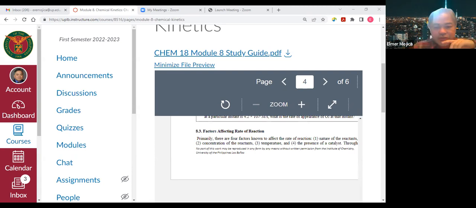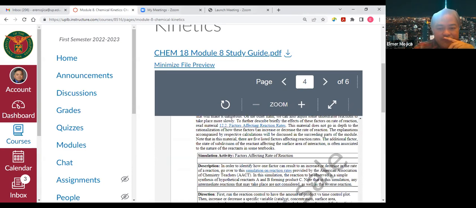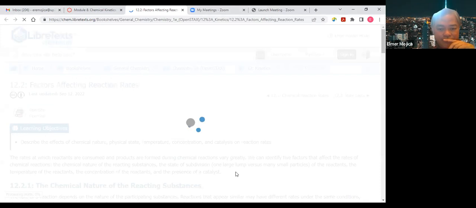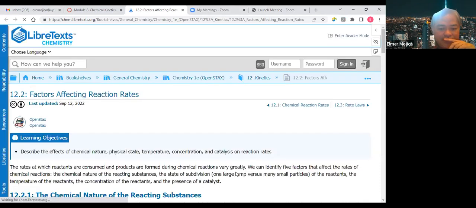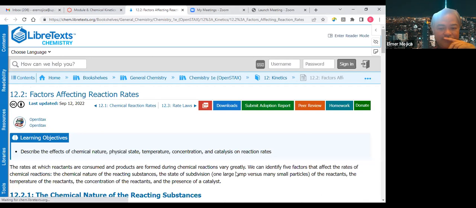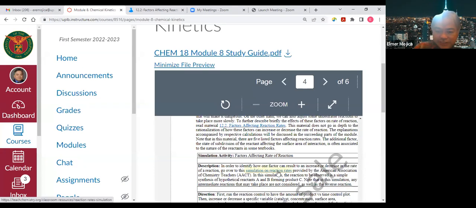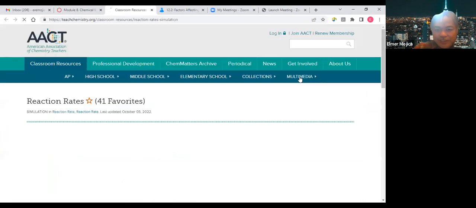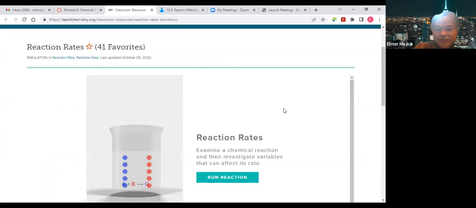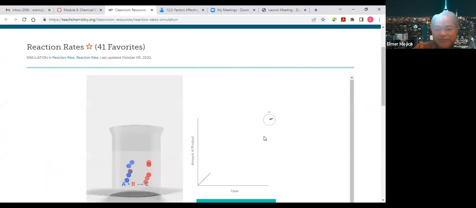Okay, so if you're going to look at this factor, if you're going to look at our module, meron siyang tinatawag nating resources na available. So if you click the link here, and there's a simulation that you can see there. Maybe I can show that to you. So you can see here the reaction rates. If you run the reaction, kita nyo ba?